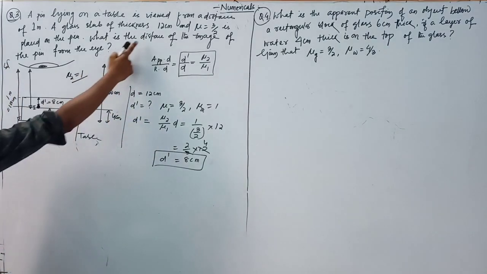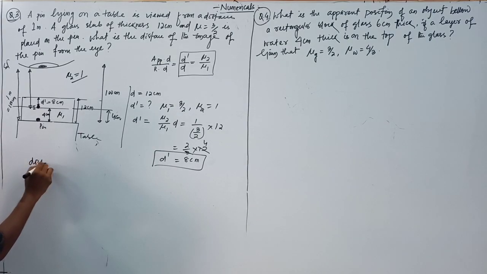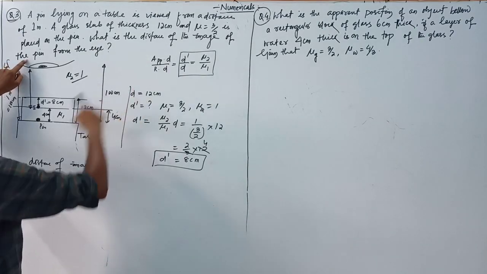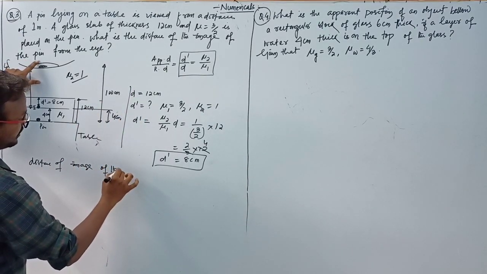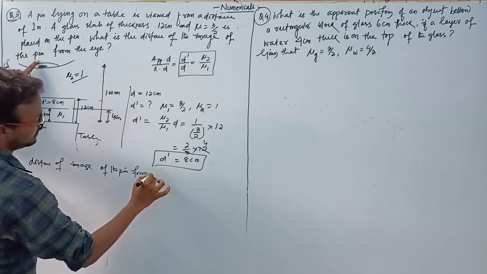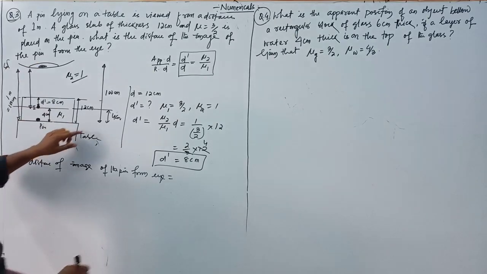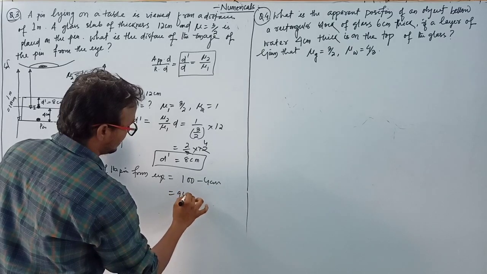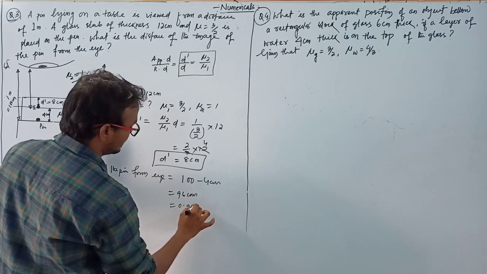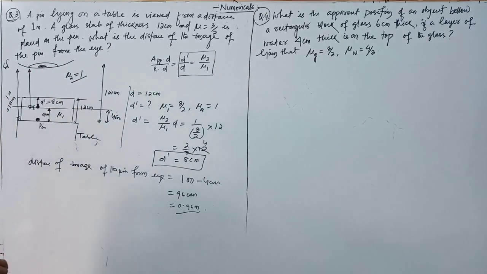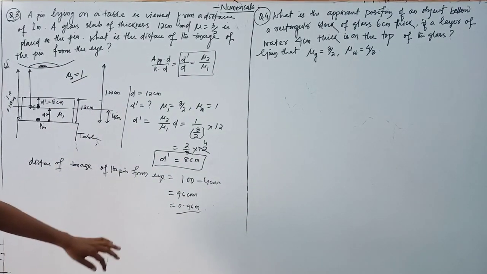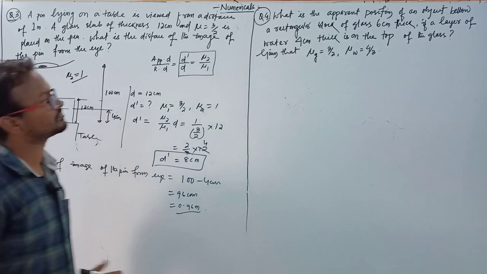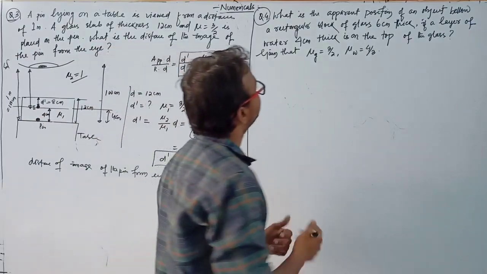Clear? So distance of image of the pen from eyepiece or observer is equal to 100 centimeter minus 4 centimeter, which is equal to 96 centimeter or 0.96 meter. Clear? This is the relation. So this is the distance from observer to object. Clear? Okay. Now next question here.